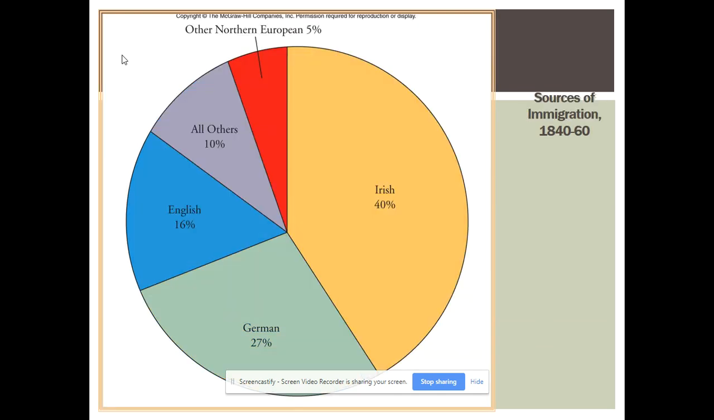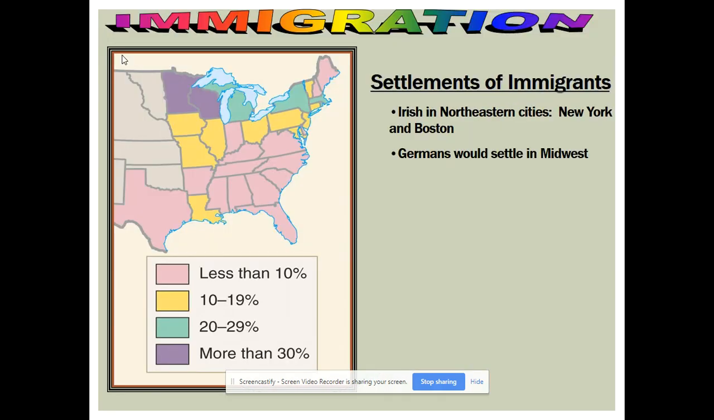You look at immigration between, so this is 1820, 1840. You look at it, and now you have more others, the 10%, and one of the reasons why you have that change is because you have the Chinese coming. Okay.